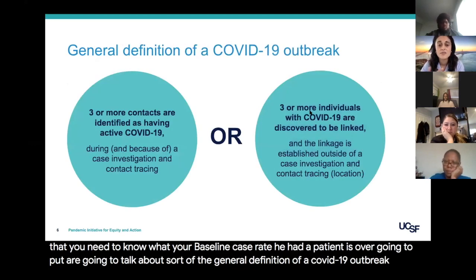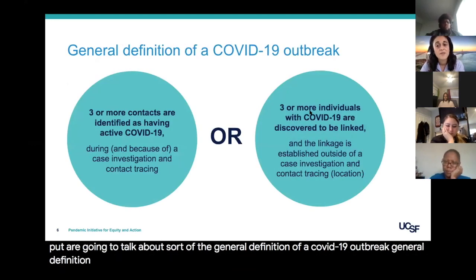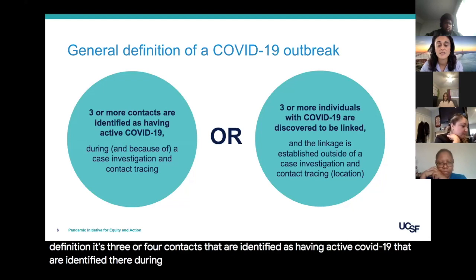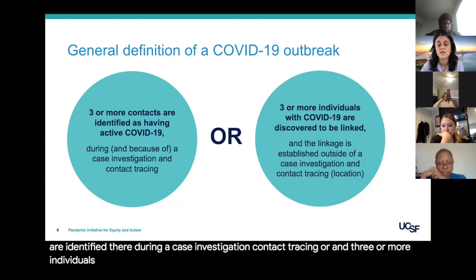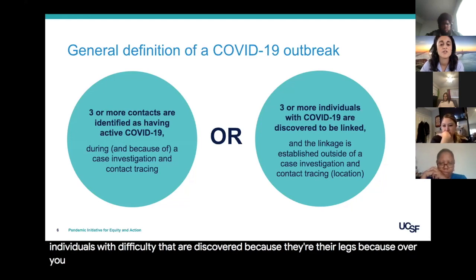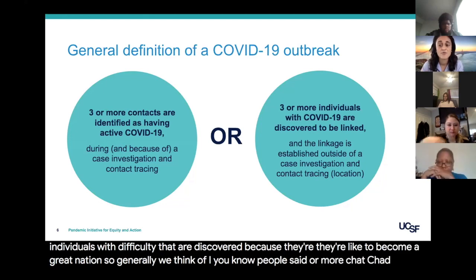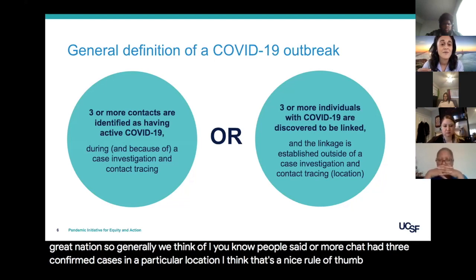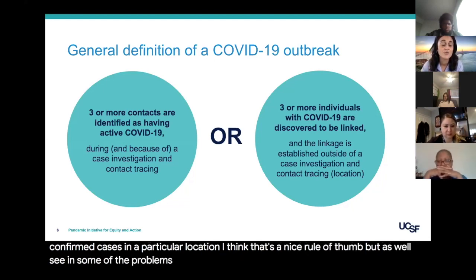The general definition of a COVID-19 outbreak is 3 or more contacts that are identified as having active COVID-19 that are identified either during a case investigation or contact tracing, or 3 or more individuals with COVID-19 that are discovered because they're linked to a particular location. So generally, as people said in the chat, 3 confirmed cases in a particular location. I think that's a nice rule of thumb. But as we'll see in some of the follow-up slides, it really depends on the setting.